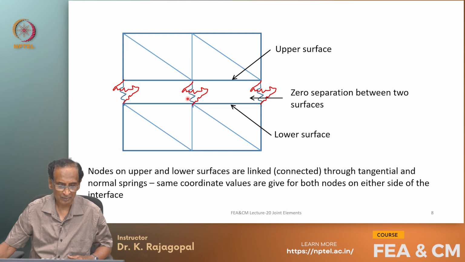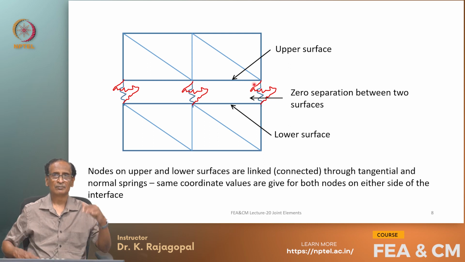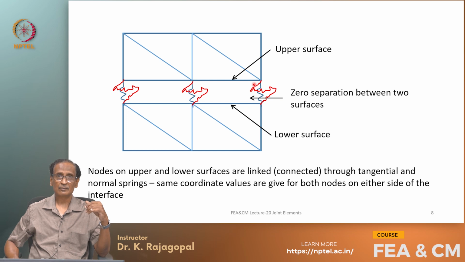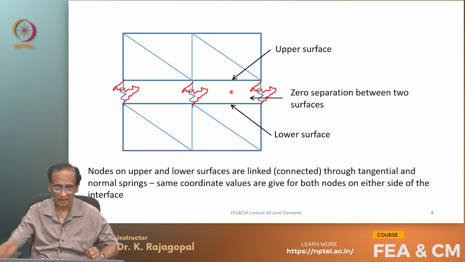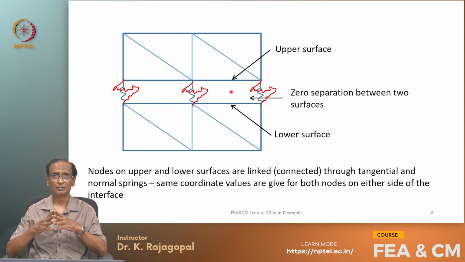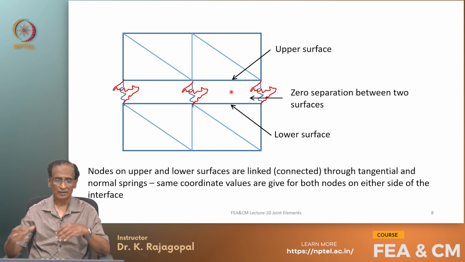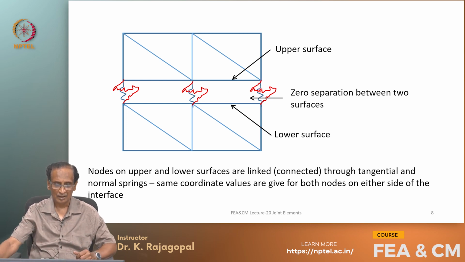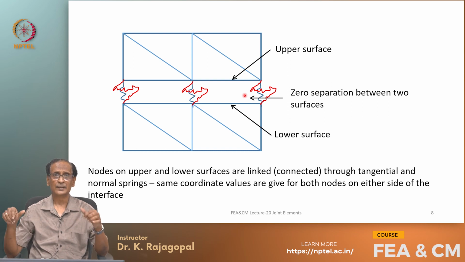are the normal springs 1, 2, 3, and then this red color ones are the shear springs, and there is no separation between these 2 surfaces. In fact, this separation that I am showing is only just for illustration purpose, but it is not so in reality. And there are 2 nodes defined with the same coordinates, and these 2 nodes are connected with a normal spring and then a tangential spring, and we have to somehow define the tangential direction for these spring elements.